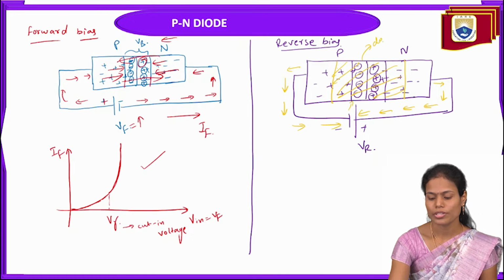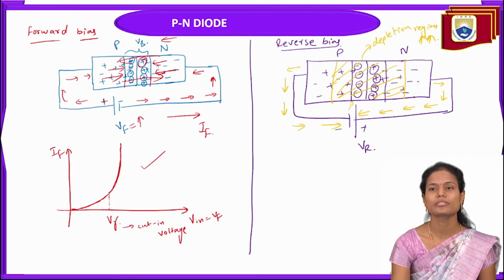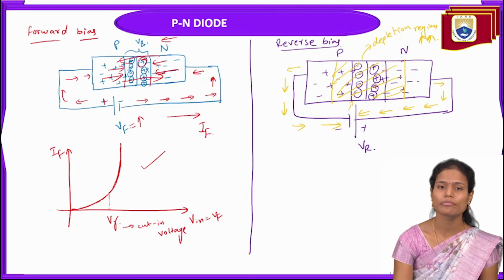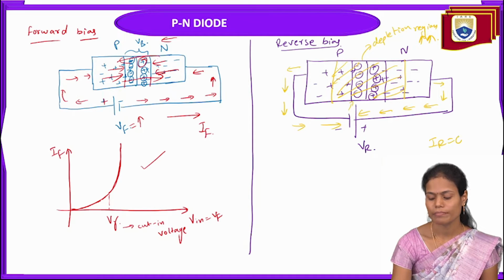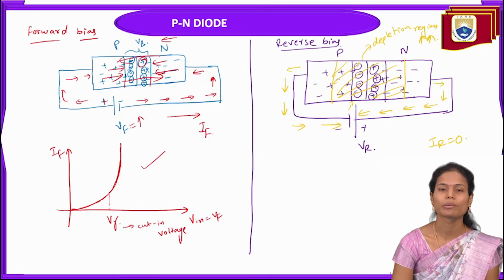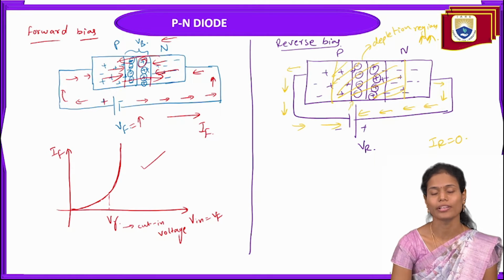The depletion region width will increase here. It is increasing very high. So once the depletion region width is increasing, the movement of charge carriers will decrease. Once the charge carrier movement is less, it means zero current will be flowing in the device in the ideal case. But in the practical case, a very small amount of reverse saturation current will be flowing in the diode here.